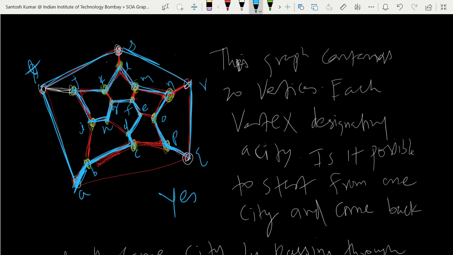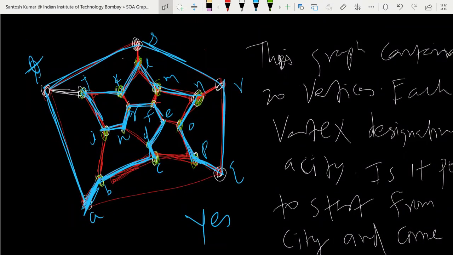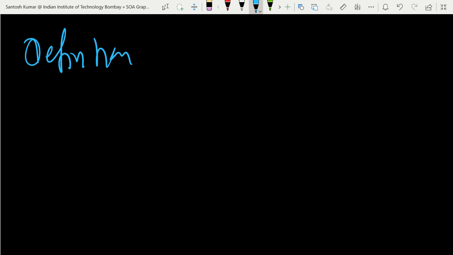So from A to A back, what we have seen is a spanning cycle of this graph, containing all the vertices. Spanning cycle means a cycle containing all the vertices. So actually we were checking whether this graph is Hamiltonian or not. From here you might have got the intuition of what we are going to discuss: Hamiltonian graph.